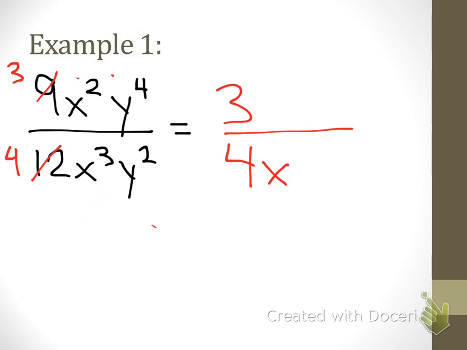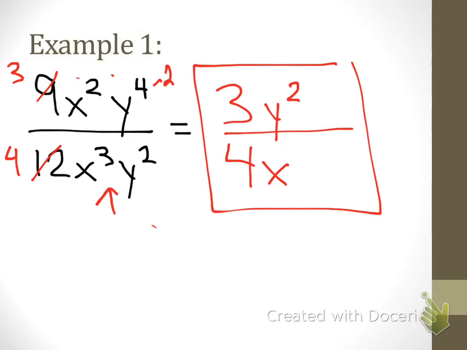And then, same thing here, y, 4 minus 2 is 2, so you're left with y squared up top. Basically, where your greater exponent is, is where it will be in your answer, numerator or denominator. So this would be your answer, 3y squared divided by 4x.